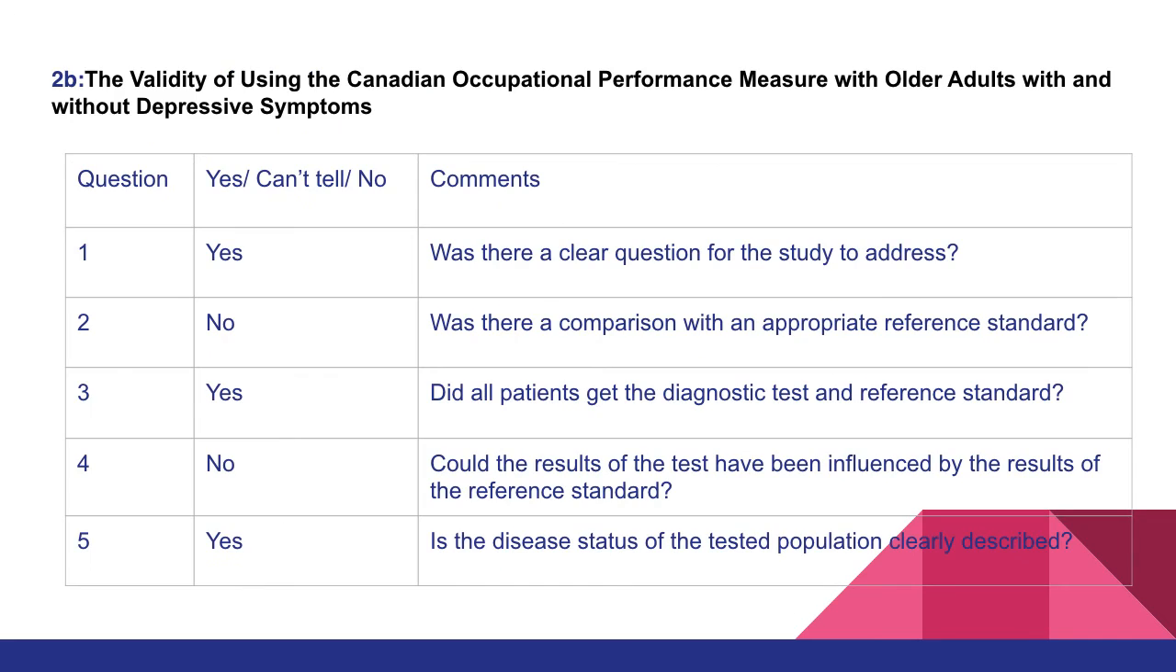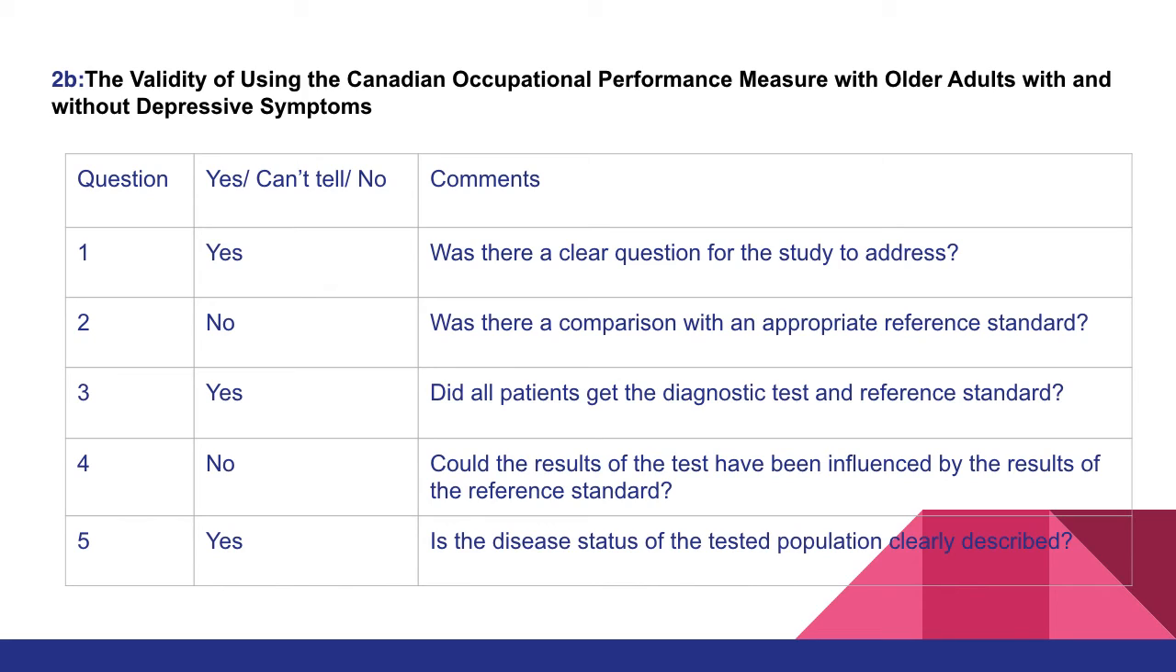Next, we have the validity of using the Canadian Occupational Performance Measure with older adults with and without depressive symptoms. The group answered yes to questions number 1, 3, 5, 6, 10, and 11. Was there a clear question for the study to address? That would be a yes.